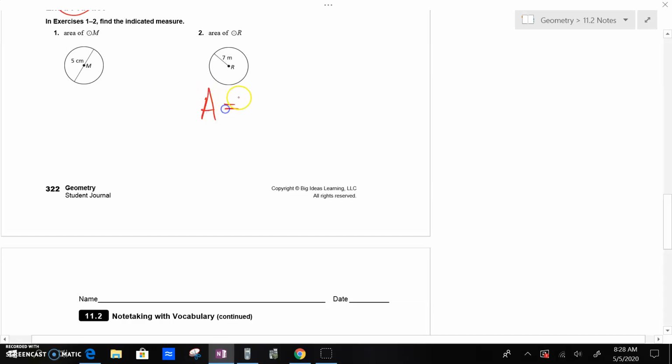So the area of circle R is pi r squared. They're not asking you to do a sector, they're just saying the whole thing. So pi r squared would be pi times 7 squared, and 7 times 7 is 49, so 49 pi. And it's meters, so we'll put meters squared or square meters. If you want it exact, you leave it as 49 pi.